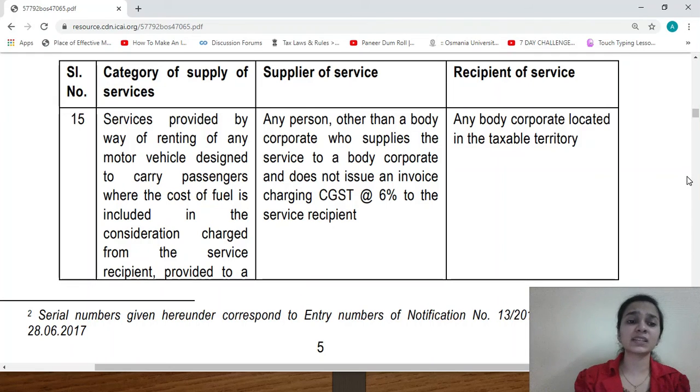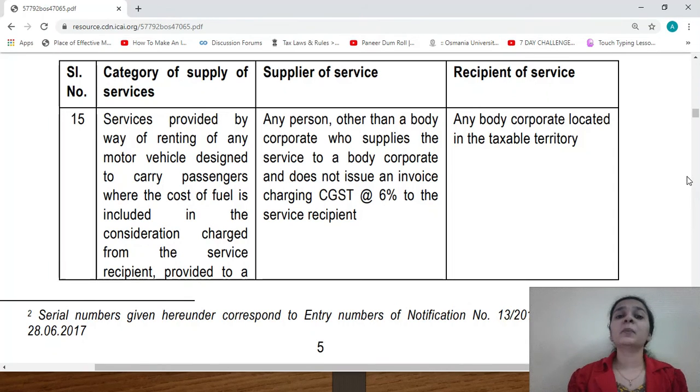So this basically is a further more clarified version of what was previously there. It just says that it is a service wherein there is renting of motor vehicle which is happening, and this motor vehicle is for the purpose of carrying passengers, and also the cost of fuel is included in the consideration which is being charged from the recipient. The recipient of service still is a body corporate. The service is being provided to a body corporate in this scenario as well.